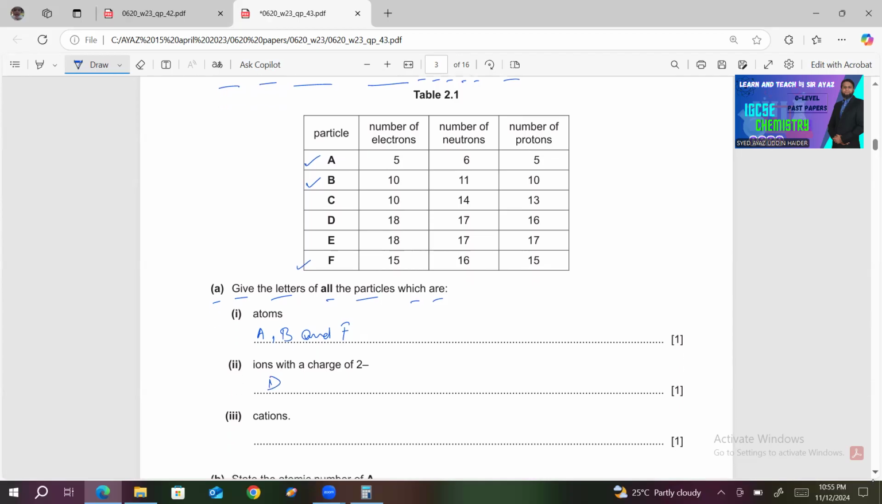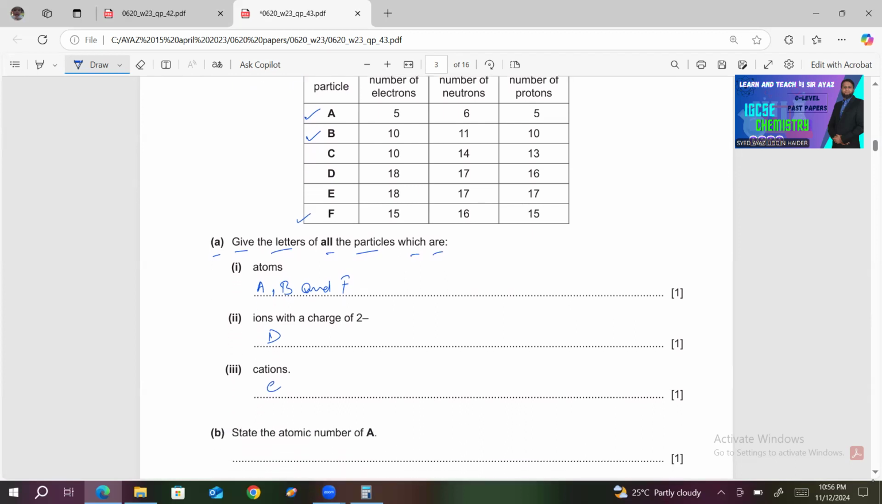Number 3, cations. So cations must have fewer electrons than protons. So it must be C. C is the one which contains fewer electrons than protons. B, state the atomic number of A. So for the atomic number of A, we have to look for the number of protons here, which is 5. So you'll write 5 here.